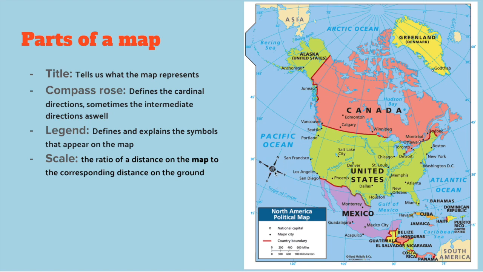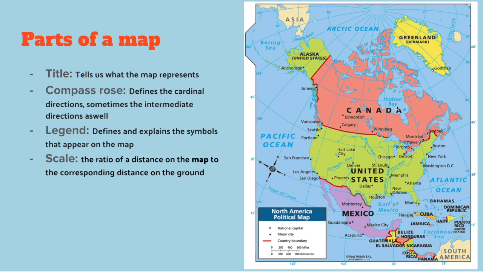But as you can see, it's not always that simple, so you need to define your directions, and that's why a compass rose is necessary. So that's the second part. The third part is arguably one of the most important parts, the legend.